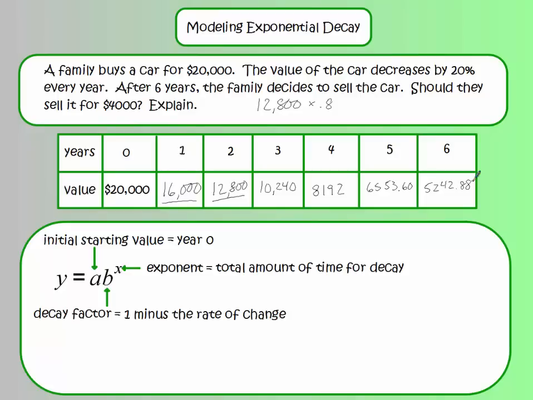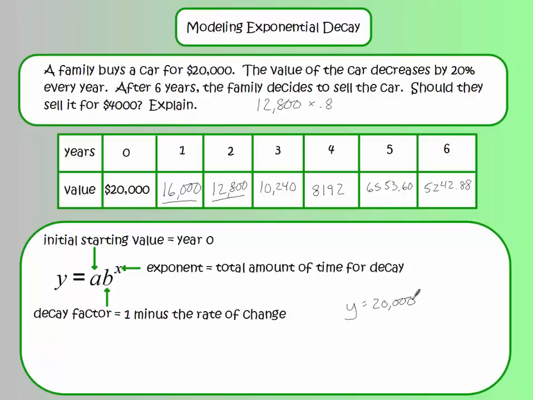Okay, but there's a much easier way to do this. Instead of having to do this 6 times, or say I wanted to know how much the car was worth after 15 years, I certainly don't want to have to do this 15 times. So let's think how this works. The initial starting value is always year 0. It's how much the car was worth when we first got it. So A is going to be 20,000, the starting value.